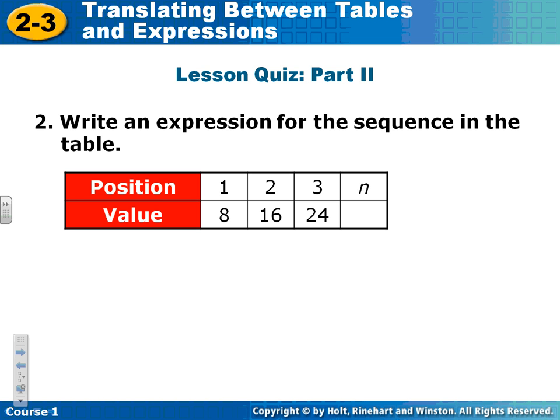What are we doing to the 1 to get 8? All we're doing is multiplying by 8. Times 8. 1 times 8 is 8. 2 times 8 is 16. 3 times 8 is 24. That's right. N times 8 is n times 8, or 8n.